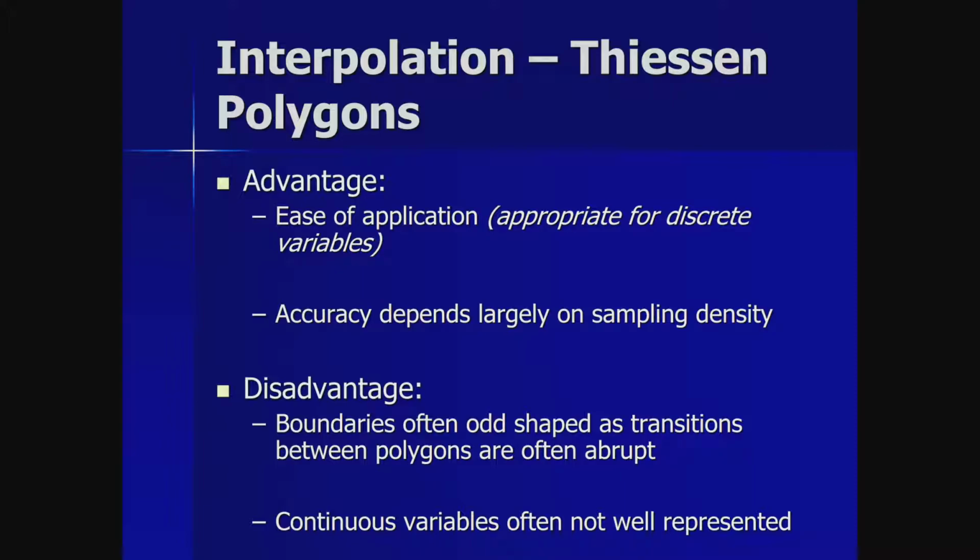The boundaries are often odd shaped. They look like polygons. They're technically called Thiessen polygons. But it is pretty easy, and the accuracy is not necessarily low. Sometimes, like people have shown with temperature, if your points are already pretty dense, this can be as effective as any other interpolation method because temperature changes rather slowly through space.